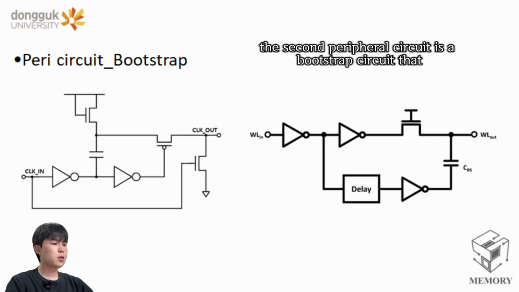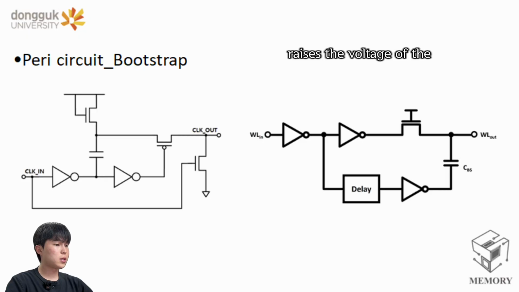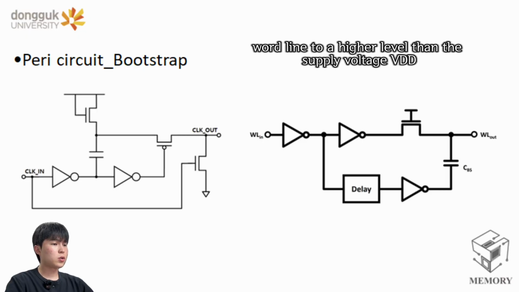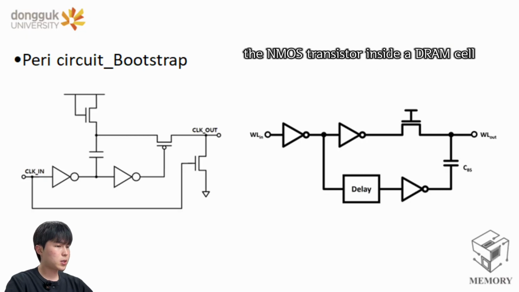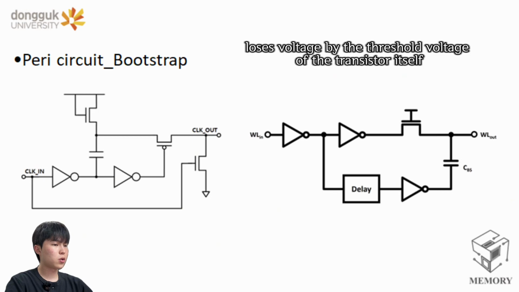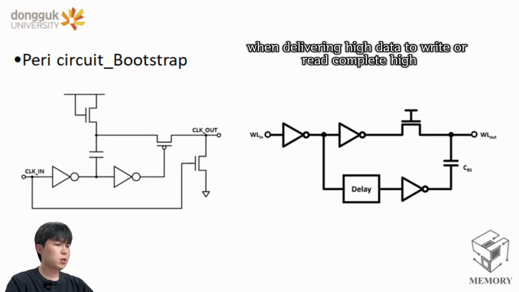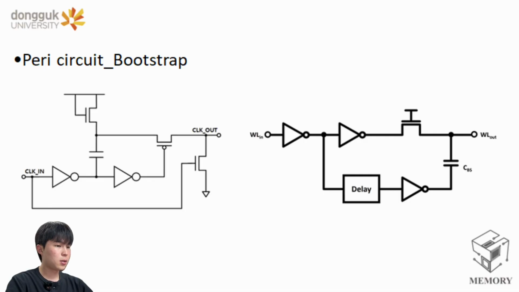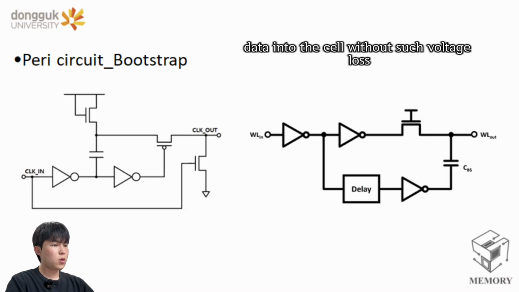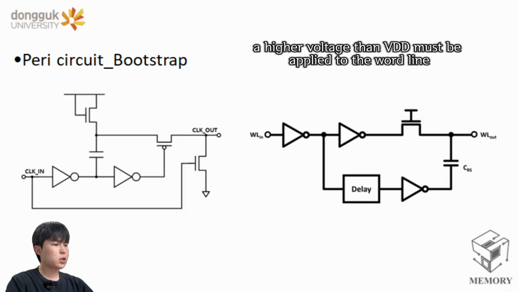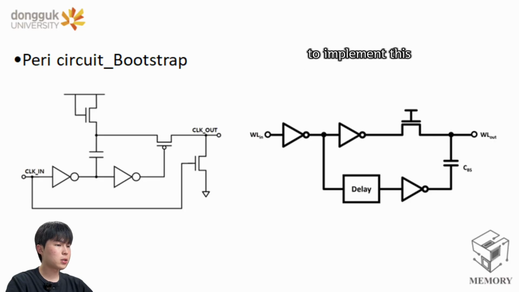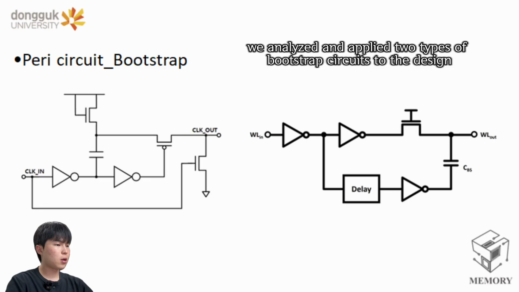The second peripheral circuit is a bootstrap circuit that raises the voltage of the word line to a higher level than the supply voltage VDD. The NMOS transistor inside the DRAM cell loses voltage by the threshold voltage of the transistor itself when delivering high data. To write or read complete high data into the cell without such voltage loss, a higher voltage than VDD must be applied to the word line. To implement this, we analyzed and applied two types of bootstrap circuits to the design.